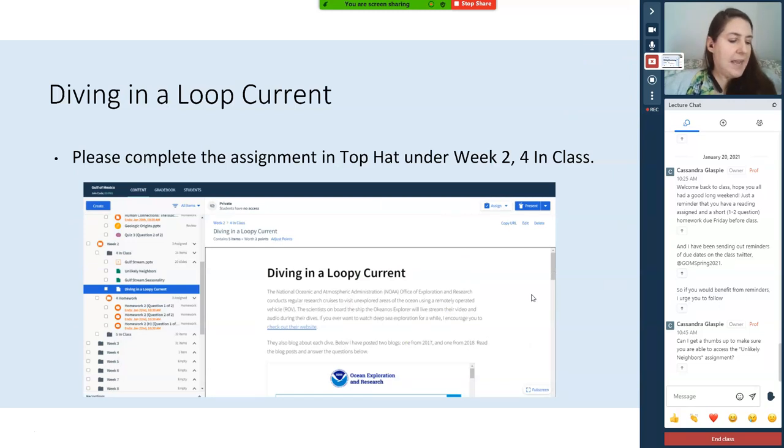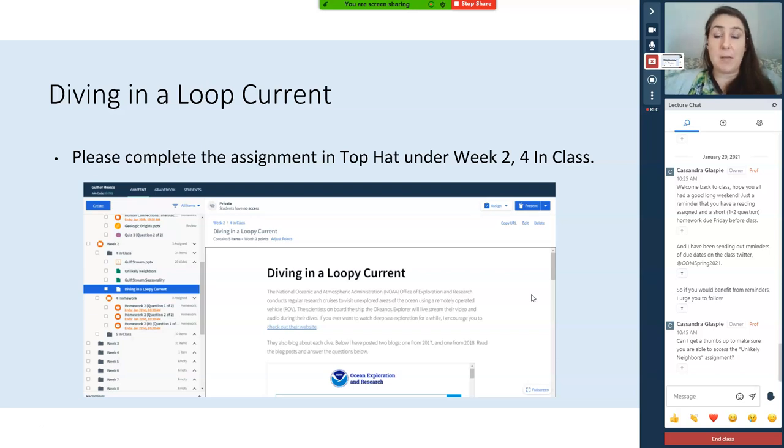All right, in the last 10 minutes, I have one more assignment for you. This one's called Diving in a Loop Current. This is about the National Oceanic and Atmospheric Administration and their efforts to do some deep sea research in the Gulf of Mexico, and how they always have to pay attention to the current conditions in the Gulf of Mexico because there are areas where even deep currents will move quite quickly, and it makes it very dangerous to dive.